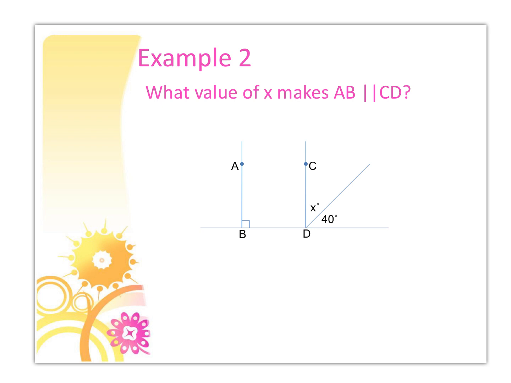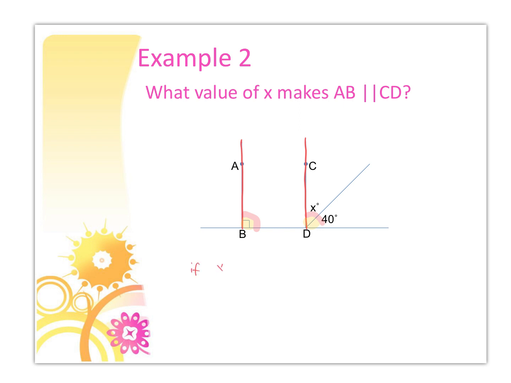The next question says, what value of x makes AB parallel to CD? So first let me find AB. Here's AB. Here is CD. And what does x have to be to make it parallel? Well, again, what they've given me is this angle here and this angle here. They're corresponding angles, so they have to be congruent. And if they're congruent, my lines are parallel.